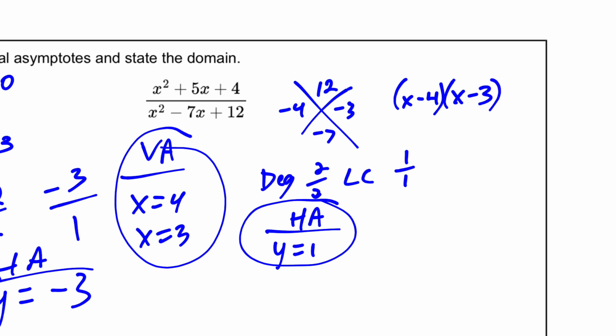The domain restriction would be at the bottom. So the domain is that x can't be 3 or 4. We can't divide by 0.